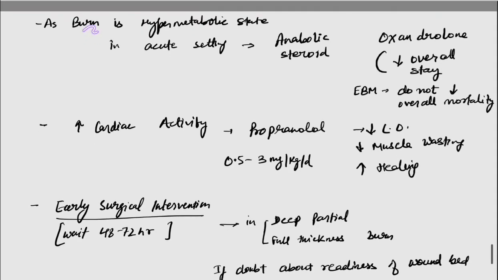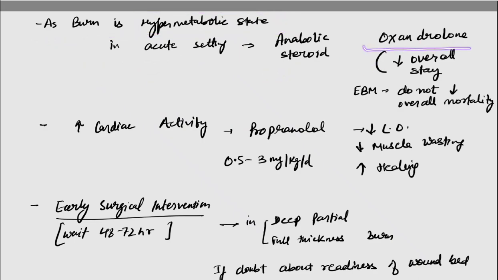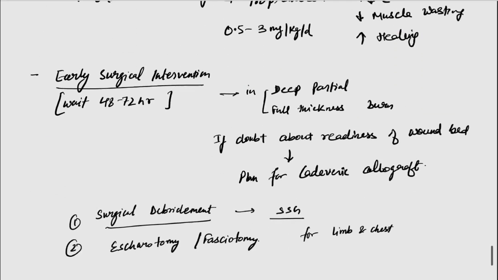Now as burn is a hypermetabolic state, in the acute setting we can also use anabolic steroids such as oxandrolone. It decreases the overall stay, but evidence has suggested that it does not decrease the overall mortality. In a burn patient, the cardiac activity is also increased. For that, we have to give propranolol at the rate of 0.5 to 3 mg per kg per day. It decreases cardiac output, decreases muscle wasting and improves healing.